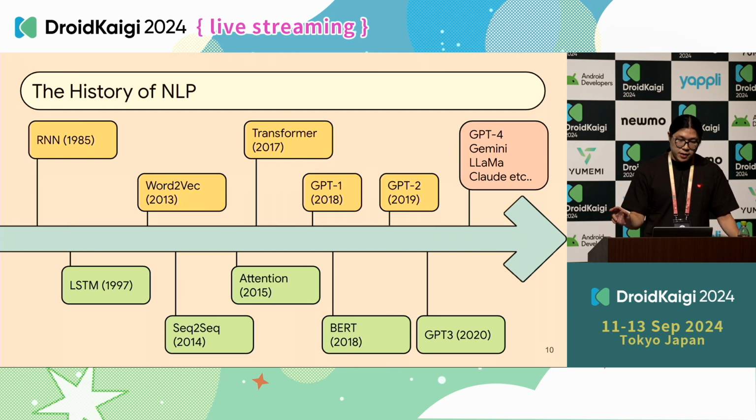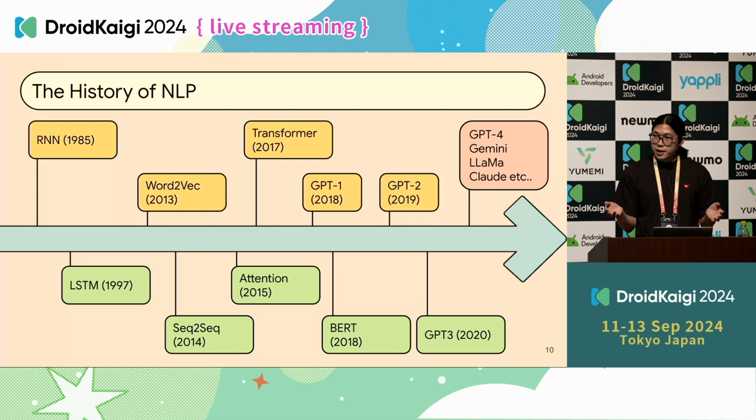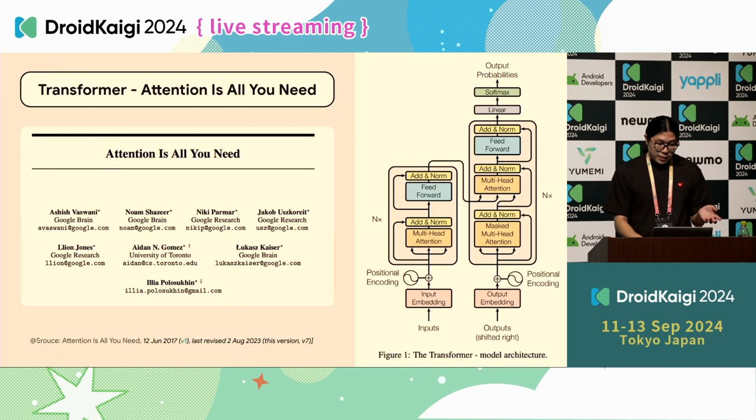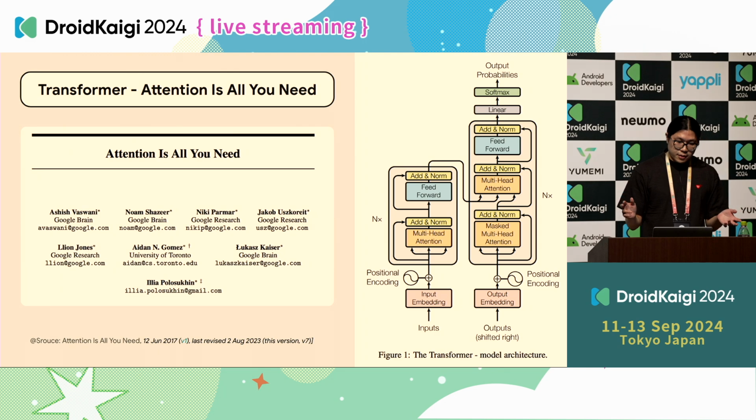NLP technology has improved very quickly since 2010. How did this fast development happen? It's because computing power got better. Almost all LLMs today are based on the transformer model. We don't have time to go into a deep dive or details, but in the right image, the left side shows the encoder, which uses attention, and the right side shows the decoder. Transformers have an encoder and a decoder, which use attention.